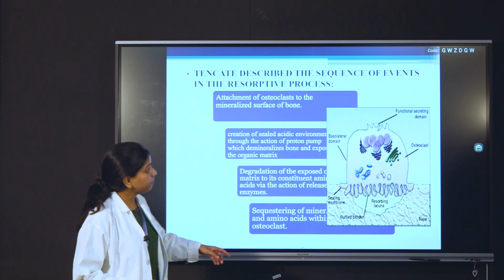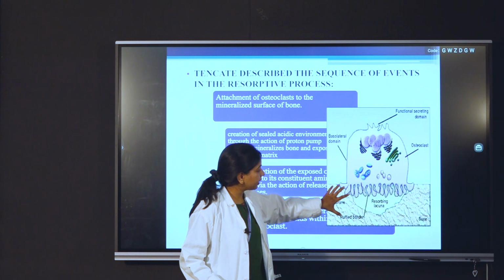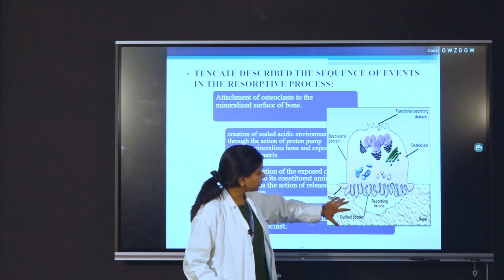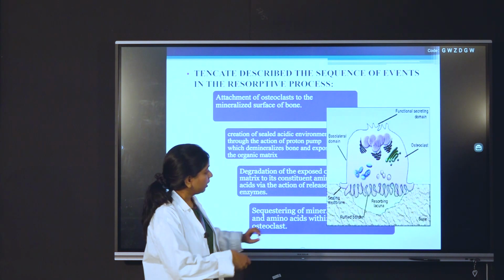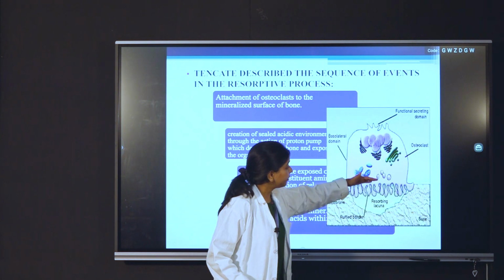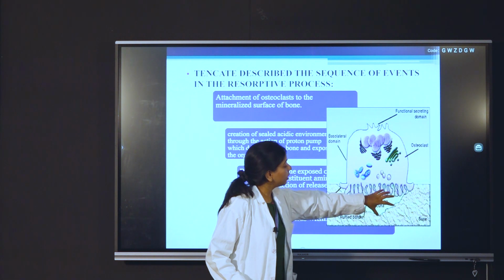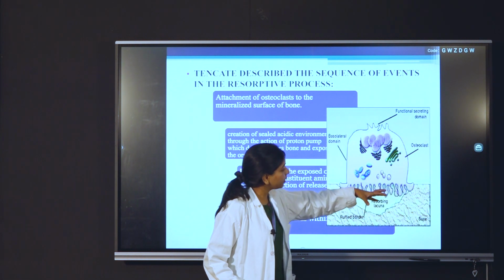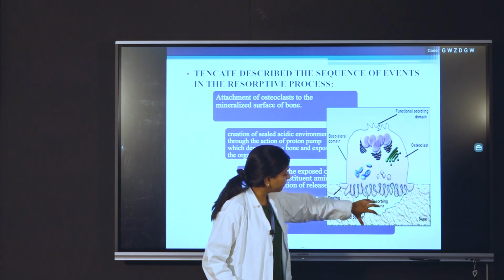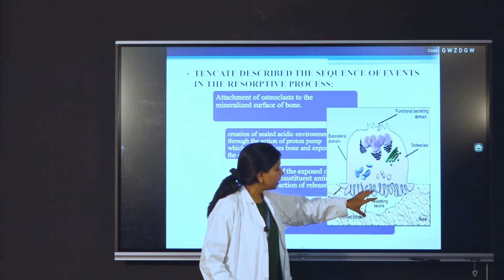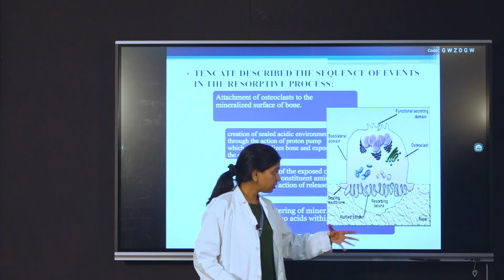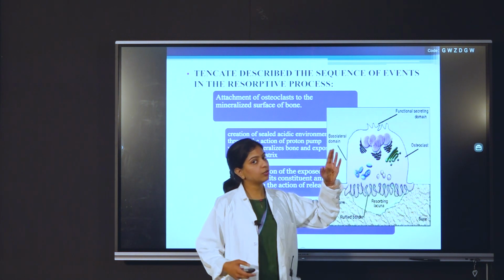So this is a picture. The osteoclast comes and attaches to the bone. Once it attaches to the bone, it forms a sealed environment here. Once it forms a sealed environment, it releases protons, causing resorption or degradation of the mineralized ions. Once the mineral content of the bone is resolved, the organic constituents are exposed. Finally, the organic constituents are also broken down.